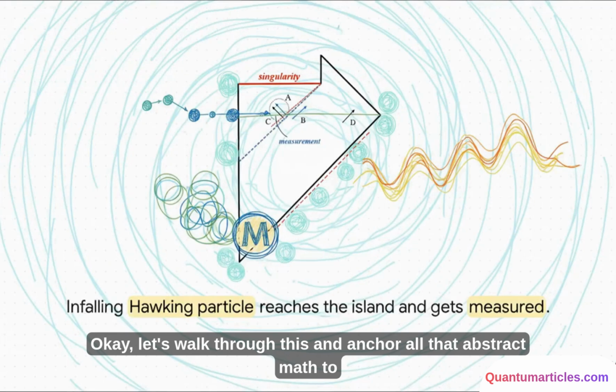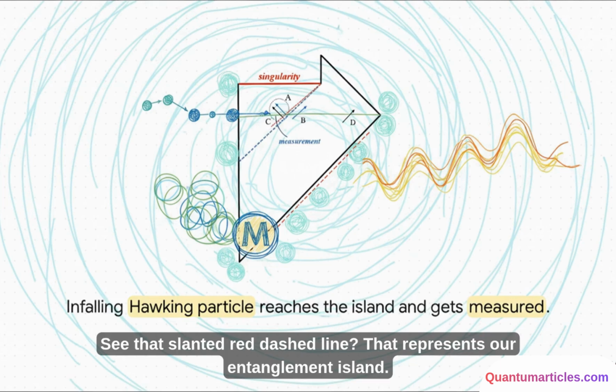And that brings us to Section 5, Solving the Paradox. Okay, let's walk through this and anchor all that abstract math to what's actually happening here. See that slanted red dashed line? That represents our entanglement island.